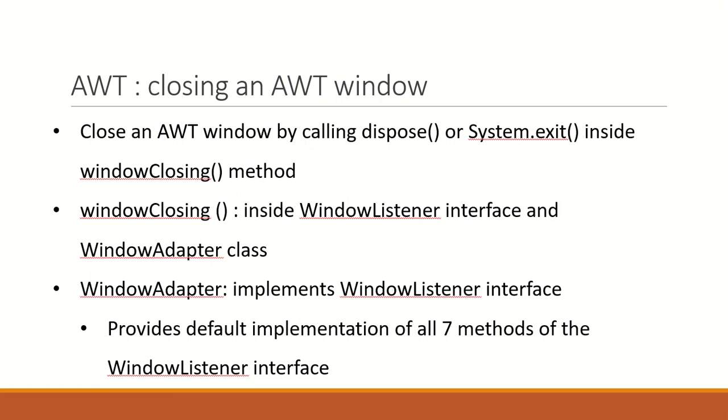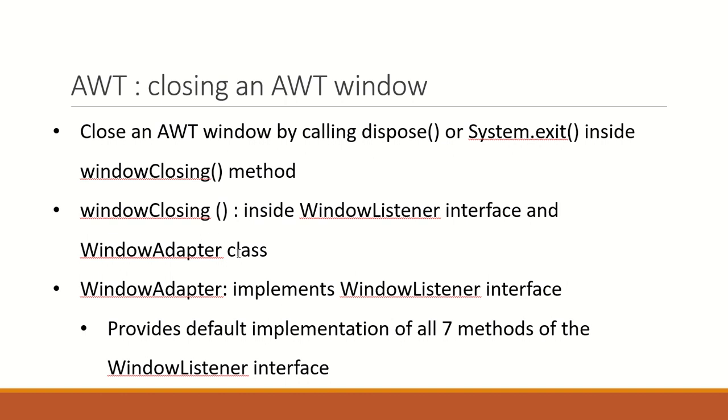So you have an AWT window. If you want to dispose or close the window, then you can use these methods, which are either dispose or System.exit, and all these have to be used inside the windowClosing method. Then the windowClosing method is available inside the WindowListener interface, as well as in the WindowAdapter class. The WindowAdapter class is by default implementing the WindowListener interface.